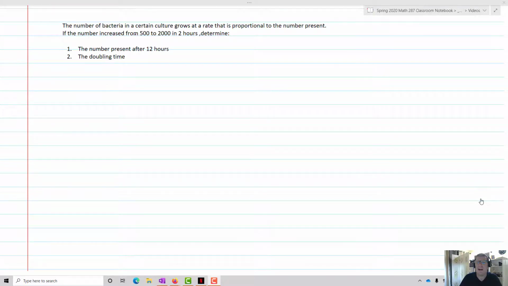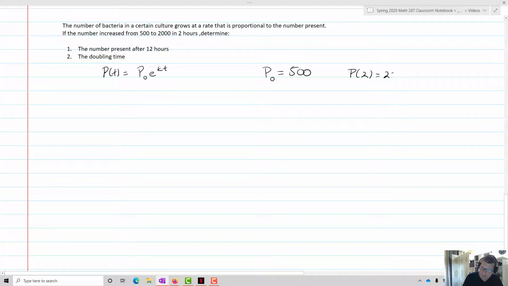And so the doubling time is how fast it takes for the number in the population to double. And we'll look at a really easy way to go about doing that. So our model is going to be P(t) = P₀e^(kt). And P₀ in this case we know is going to equal 500, because that's the initial population. And P(2) is going to equal 2,000. So we're going to utilize that information.